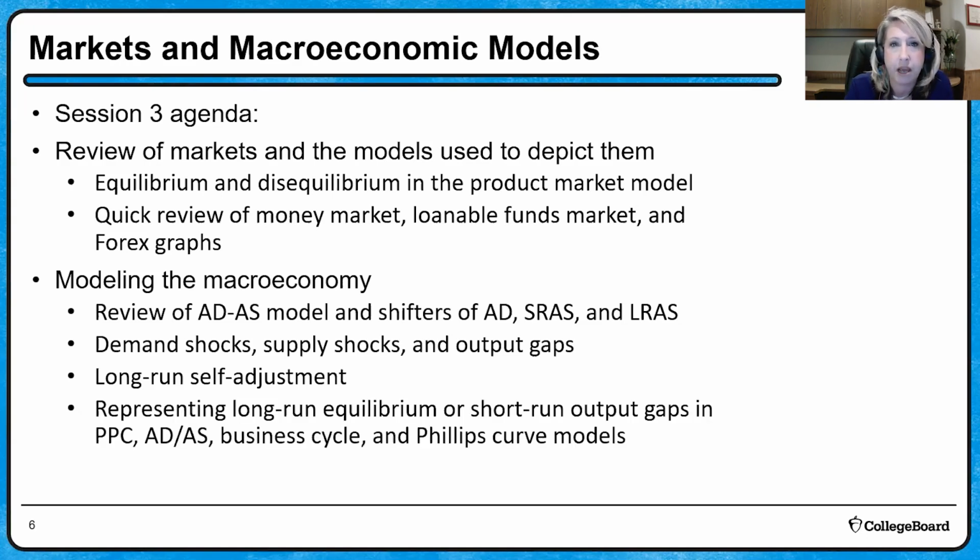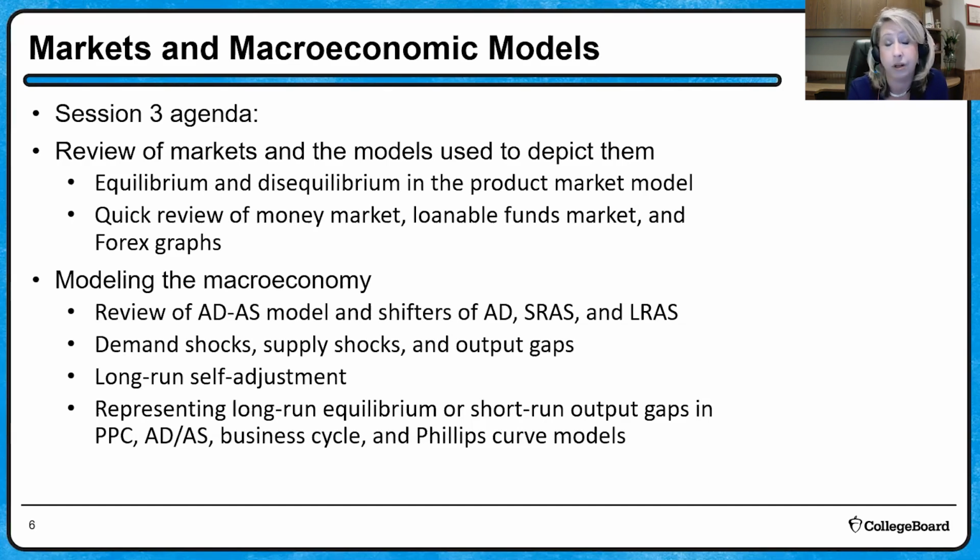And then we want to be able to represent long run equilibrium or either type of output gap using any one of these models for the macroeconomy. So we'll look at how do we show an output gap in the Phillips curve model, in the production possibilities curve, in our business cycle, and aggregate demand, aggregate supply.